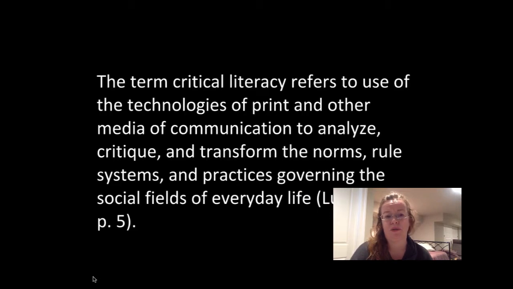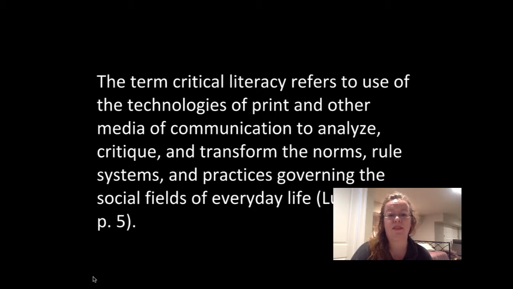Alan Luke defines critical literacy this way. The term critical literacy refers to use of the technologies of print and other media of communication to analyze, critique, and transform the norms, rule systems, and practices governing the social fields of everyday life.